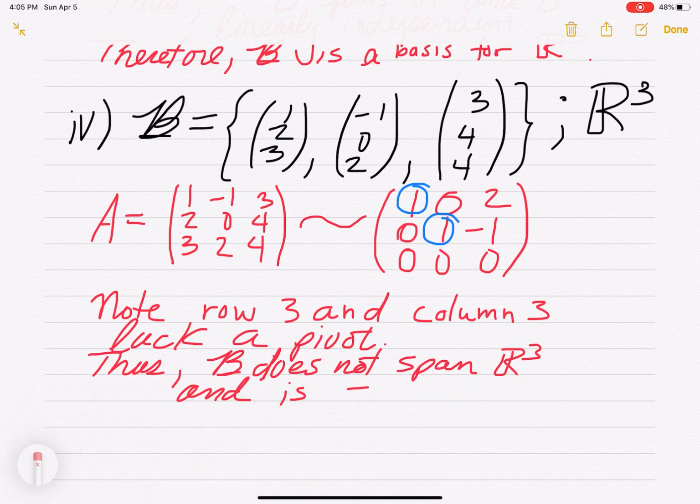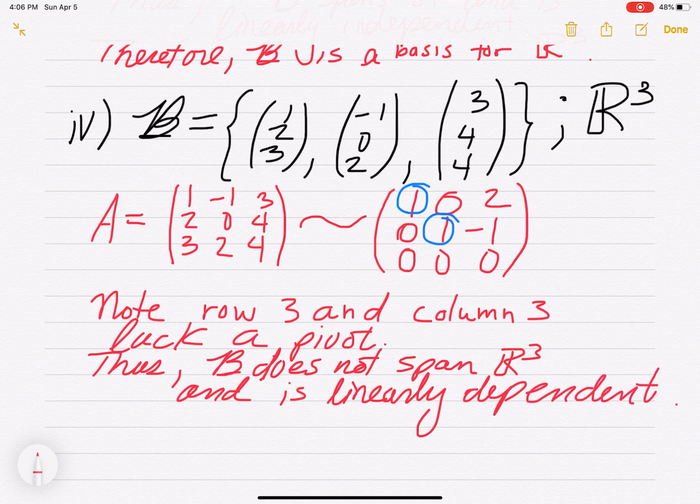So it's not linearly independent, which means it's linearly dependent. So it fails on both parts, right? Both parts. Therefore, B is not a basis for R3.